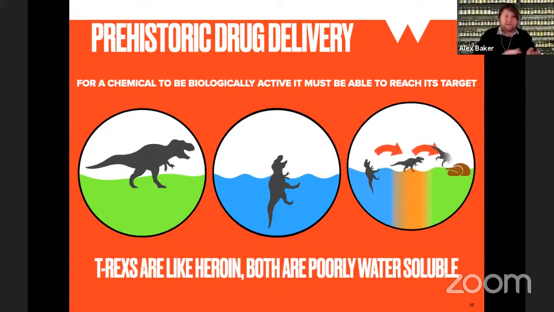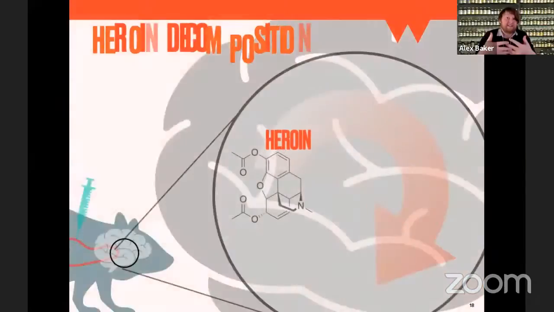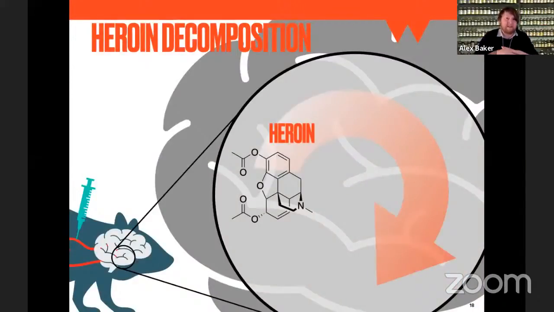It will quickly swim to the shore, and now that it's back on land, it'll start being active again. This is just like heroin in your blood. Heroin moves out of your watery blood into the nice fatty environment of the blood-brain barrier, and then into fatty brain tissue.